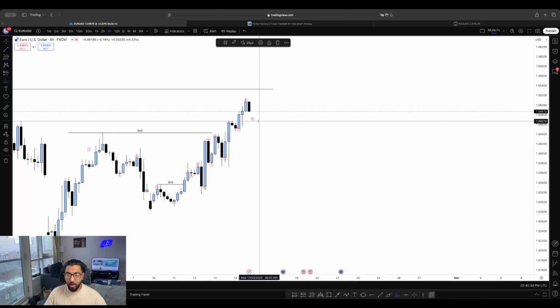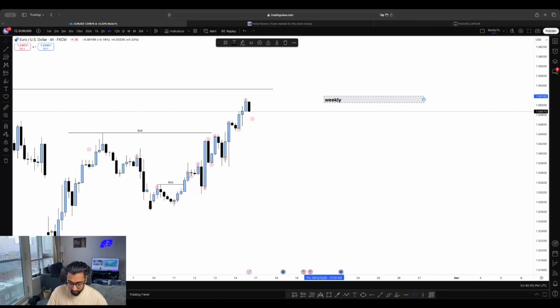Okay, so now what I am trying to look for is we're going to scale it and see where potentially the market could be going. But at the moment, what I have identified on the weekly time frame is we had equal lows and an impulsive move to the upside.